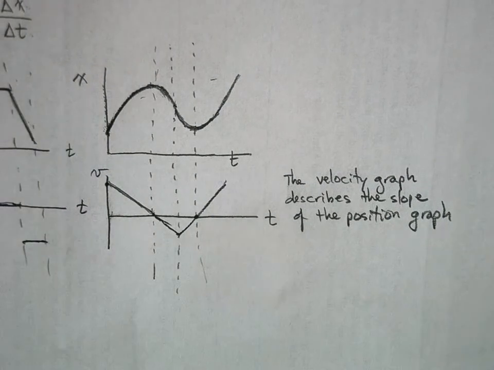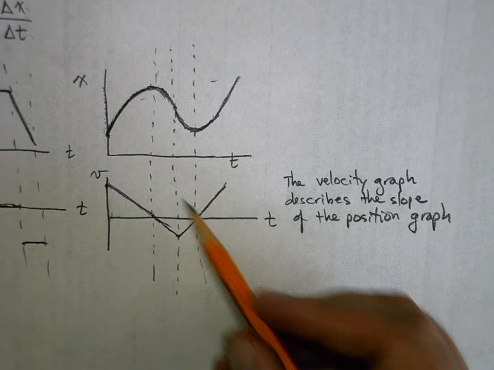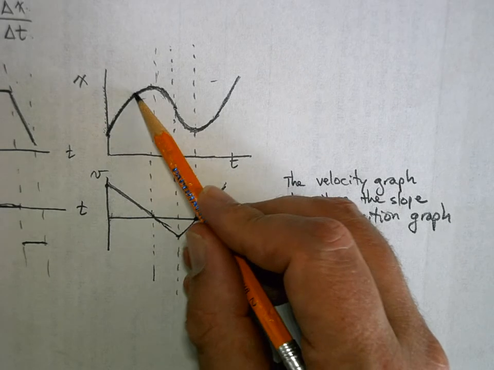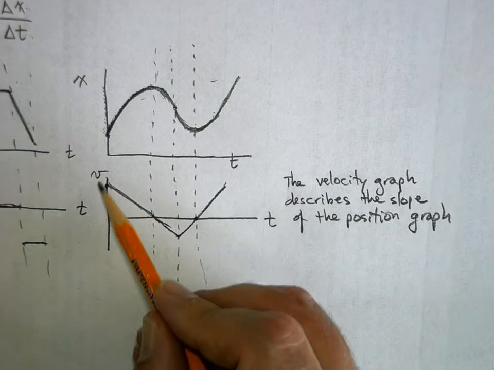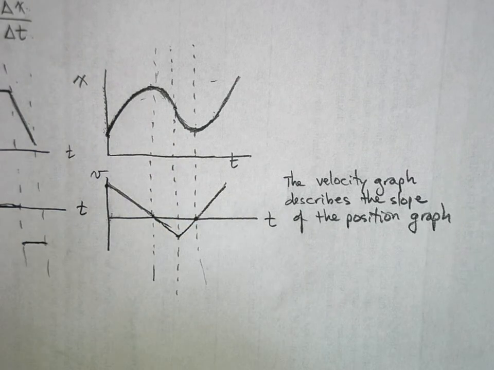Now this is qualitative. I'm not using numbers here. You're going to use numbers in just a few minutes when you do assignment 2. But I want you to see that all I'm doing is looking at the slope. I'm looking at the slopes on this graph, and I'm drawing what's happening to the slope right here.